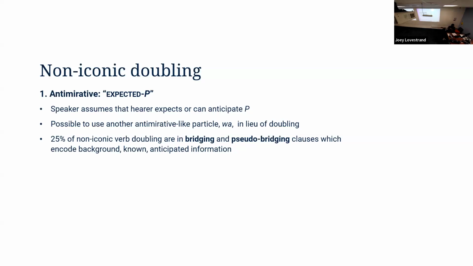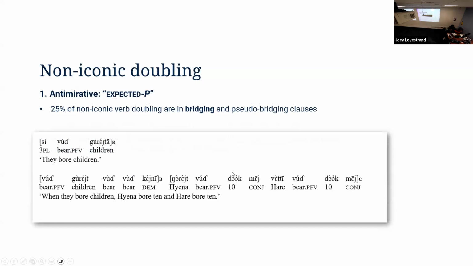One other interesting thing about this idea of anti-mirativity is that 25% of the verb doubling constructions that you have in these languages are in bridging and pseudo bridging constructions. I'm going to show you some examples on pseudo bridging. The most important ones are the pseudo bridging ones in which expected information is presented as if it were a normal bridging construction. These are the kinds of things I refer to as bridging constructions. So bridging constructions are this relation between three clauses where you have a target clause and a reference clause and a bridging clause between the two that creates the link.